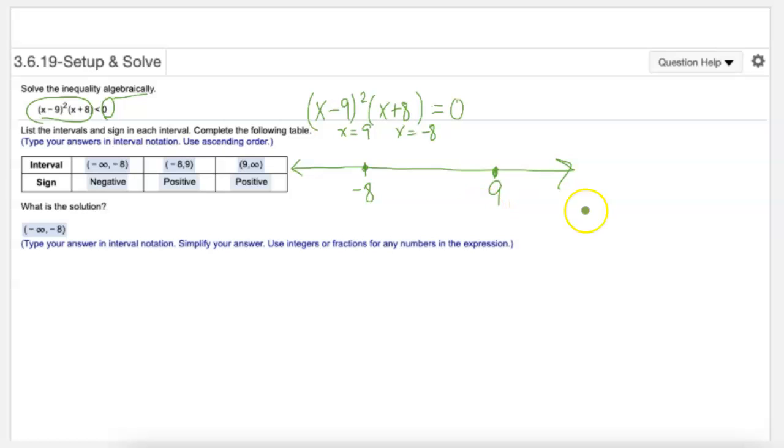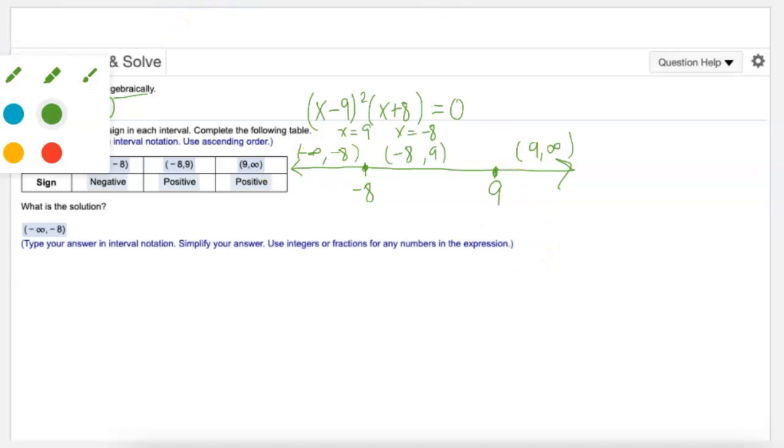And in between these values, these intervals that are created here, the function may be below or above those points on the x-axis. So it has divided our x values into 3 intervals, from negative infinity to negative 8, from negative 8 to 9, and then from 9 to infinity. And you can see I've already got those marked over here as well.